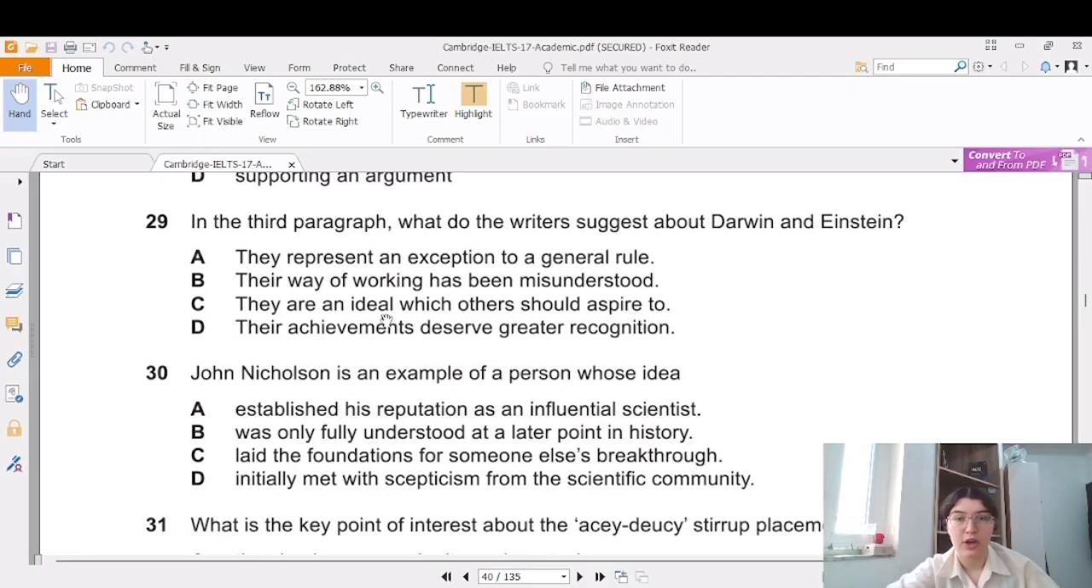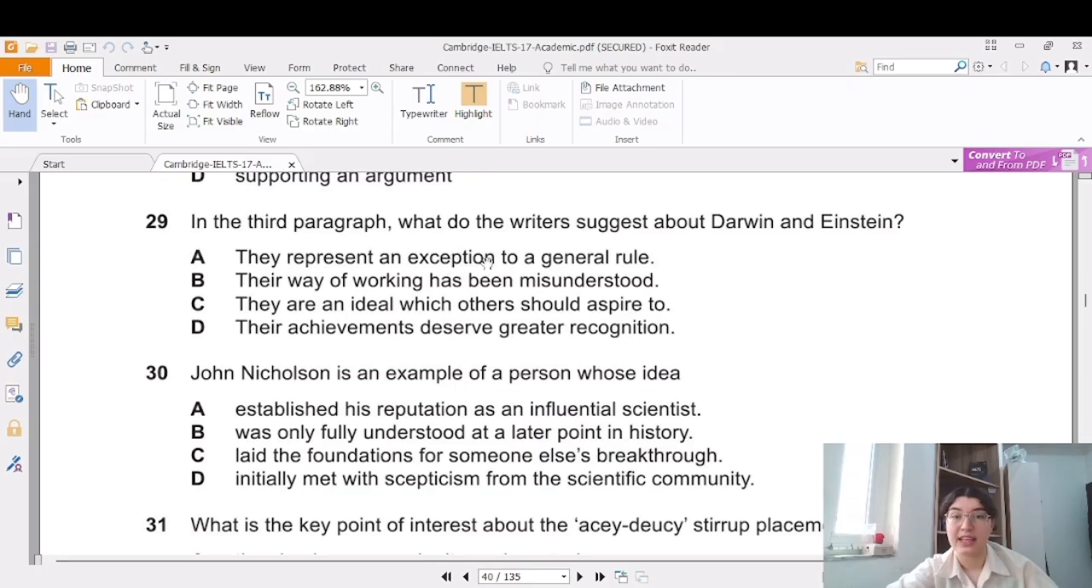They could be an ideal, but the writer didn't suggest that they should aspire to that. Their achievements deserve great recognition. I don't think so. They already have enough recognition. So probably the answer to question 29 would be A.